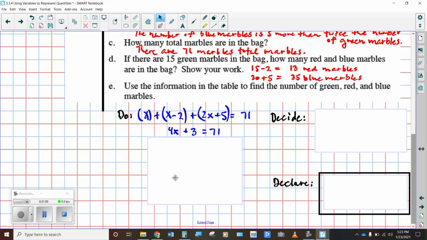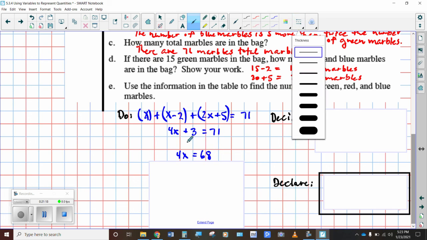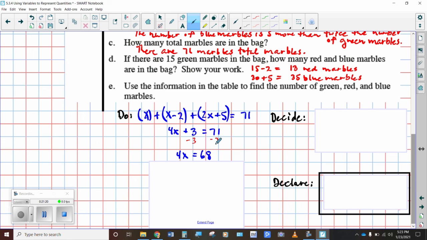Now, what's the next step? The first step of solving this after we've combined like terms. We want to get rid of that 3, right? So we want to know what 4x was equal to before we added the 3 and got 71. So if we take away that 3 from each side, let me go ahead and show that. I like to show the removable balanced sets. They would cancel out, leaving you with only the 4x, and 71 minus 3 is 68.